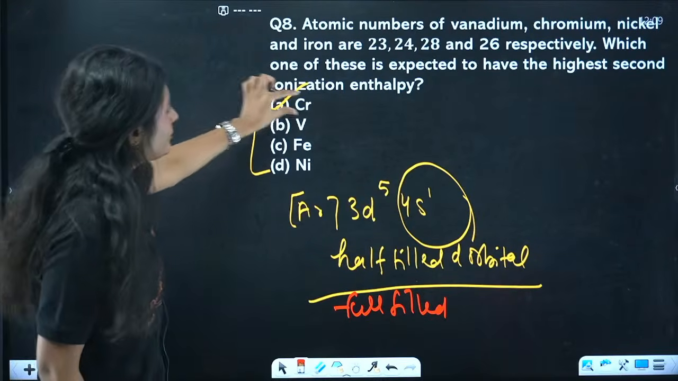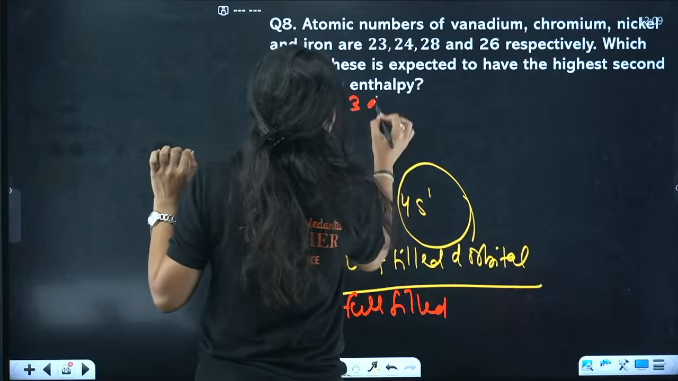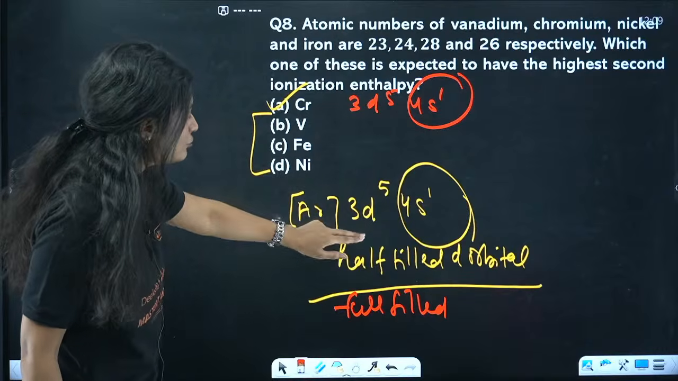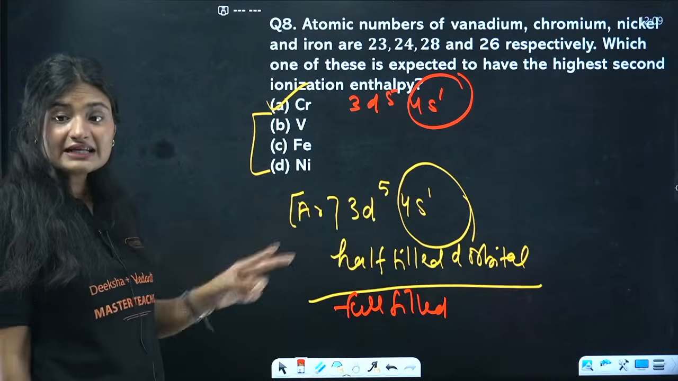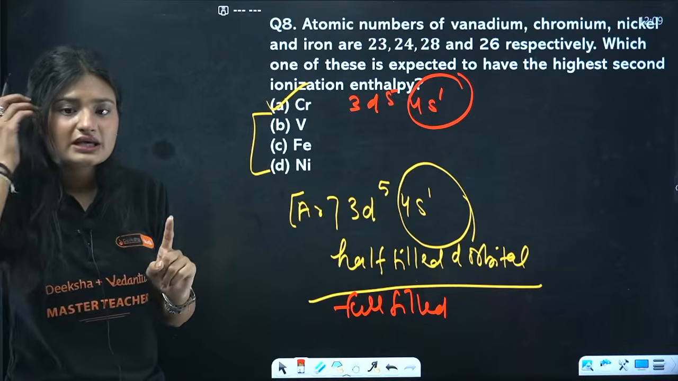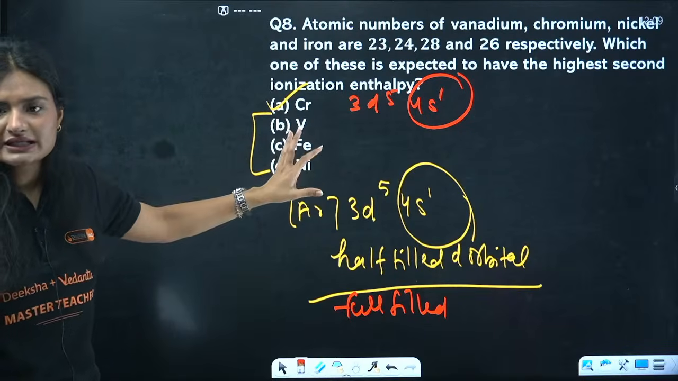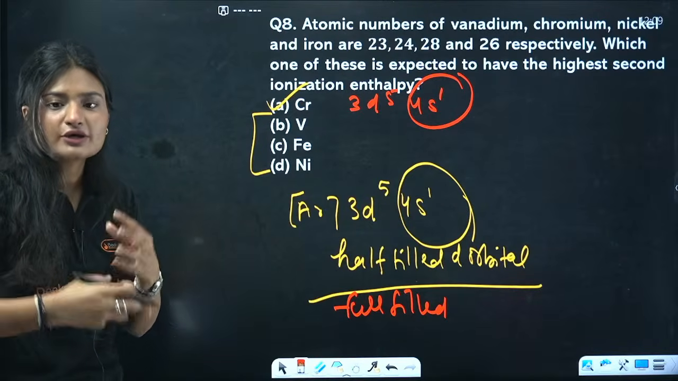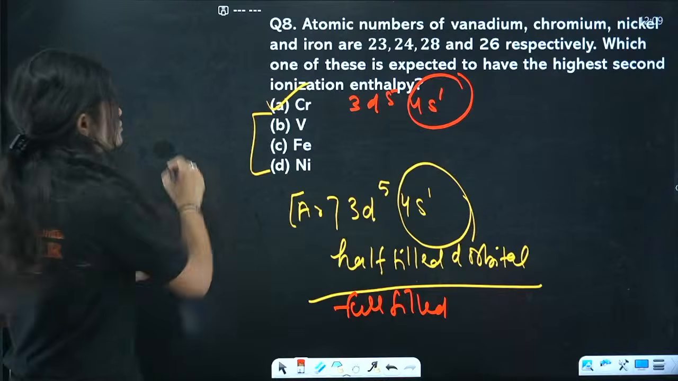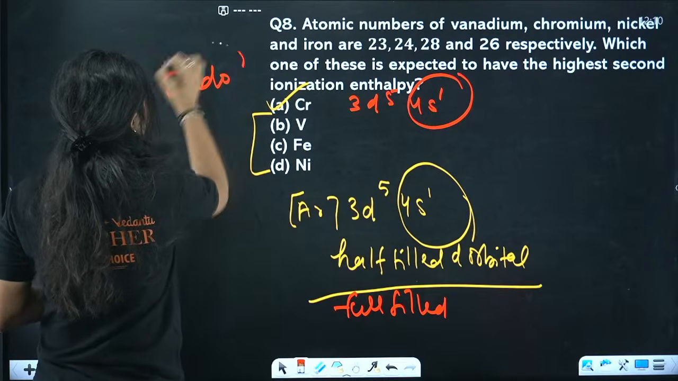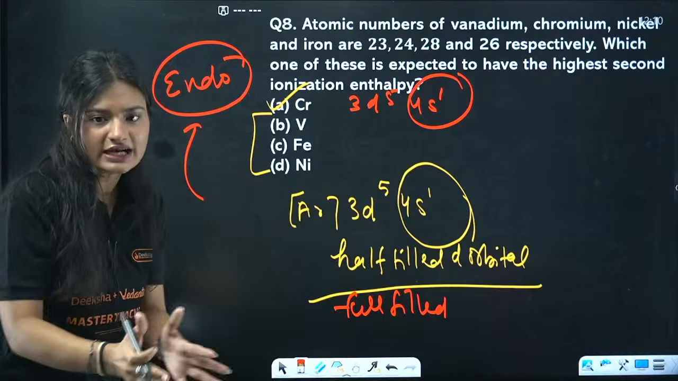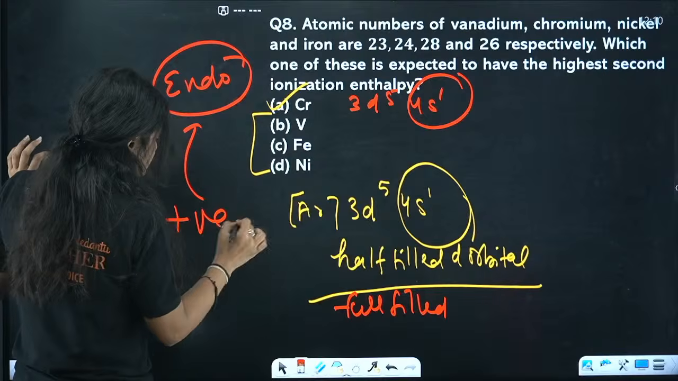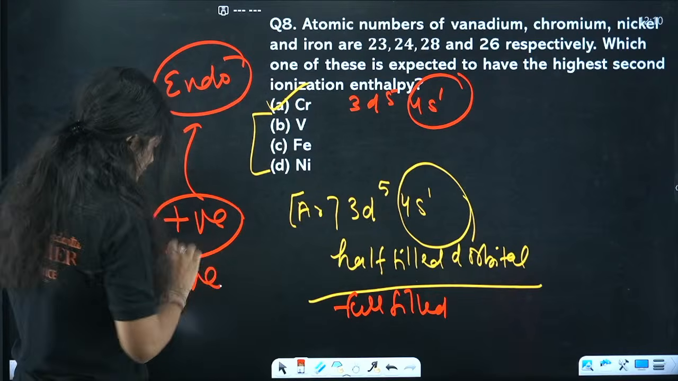See, chromium is there. Chromium has 3d5 4s1. After removing this electron, the next electron is removed from the half-filled d orbital. That's why the second ionization enthalpy is the highest. Remember this concept, because from the periodic table mostly ionization enthalpy concepts are used. Ionization enthalpy is the energy required to remove the outermost electron. It is endothermic because we are giving that energy to remove the electron, and for an endothermic process the sign convention is positive. For an exothermic process the sign convention is negative.